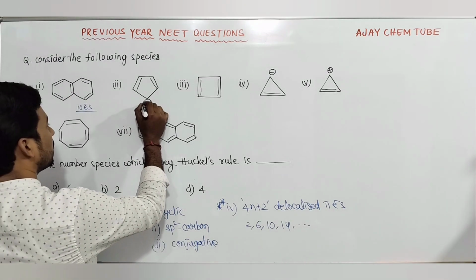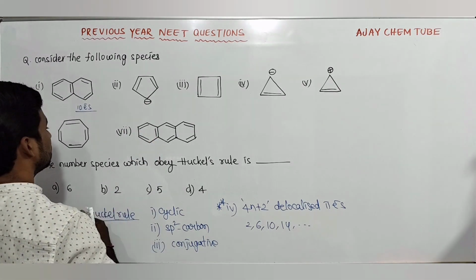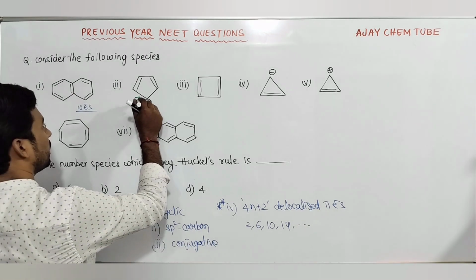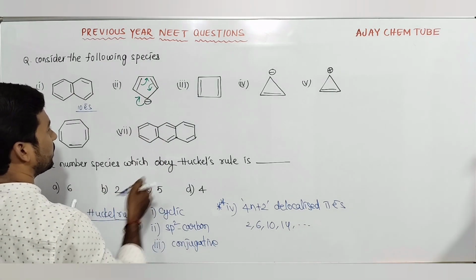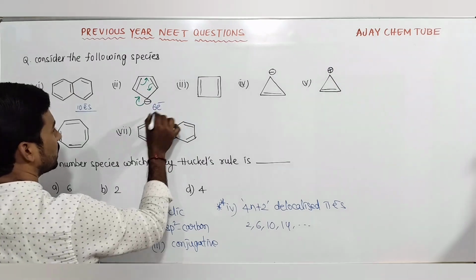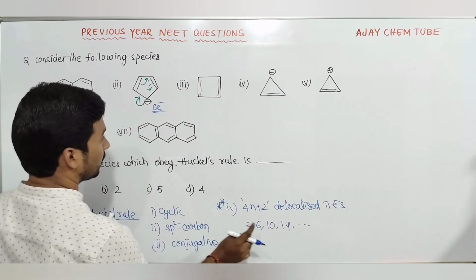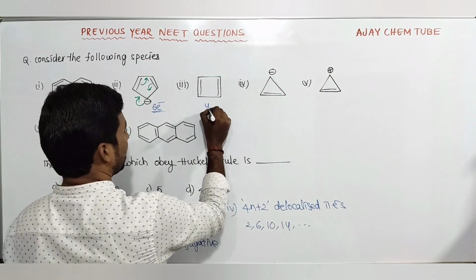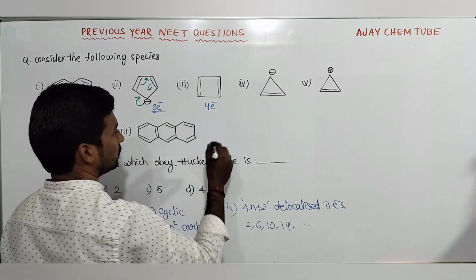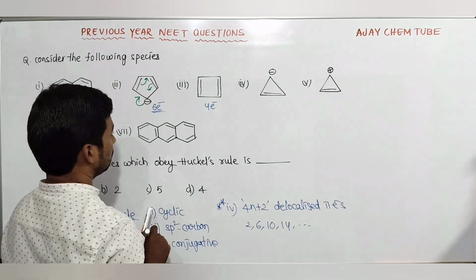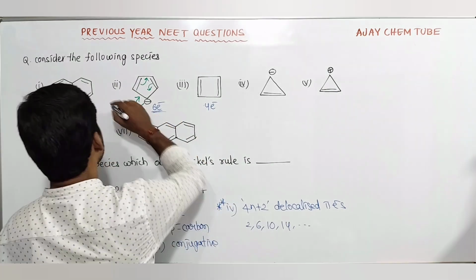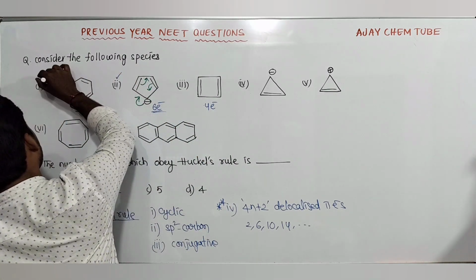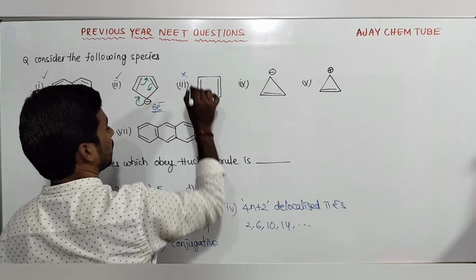Here these pi electrons are involved in delocalization. Total number of pi electrons becomes 6. Is 6 a Huckel number or not? Yes, 6 is a Huckel number. Clear. Here there are 4 pi electrons, this is not obeying Huckel rule. So this one okay, this one okay, and this is not following Huckel rule.